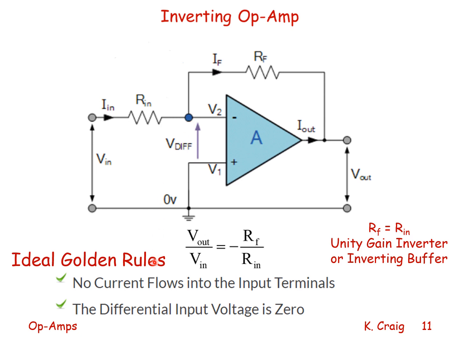Applying the ideal golden rules, which tell us that no current flows into the input terminals, and the differential input voltage is 0, which means that V2 equals V1, results in a relationship Vout over Vin equals minus R feedback over R in. If R feedback equals R in, we then have a unity gain inverter or inverting buffer, as Vout would equal minus Vin.